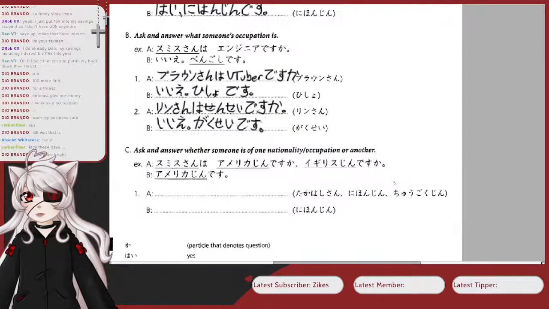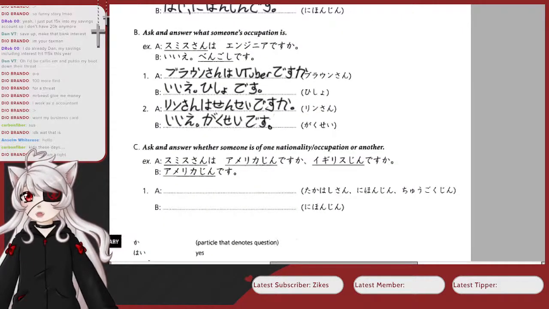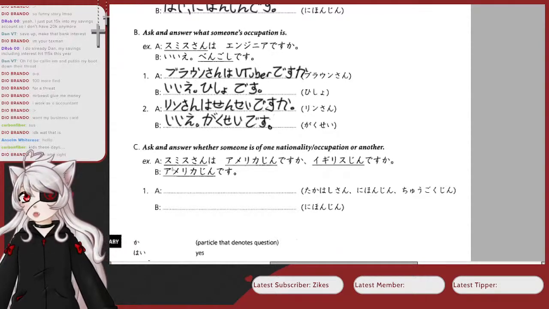Ask and answer whether someone is of one nationality or occupation or another. So this is giving a multiple choice. So Smith-san wa America jin desu ka? Igirisu jin desu ka? So is Smith an English person or an American person?